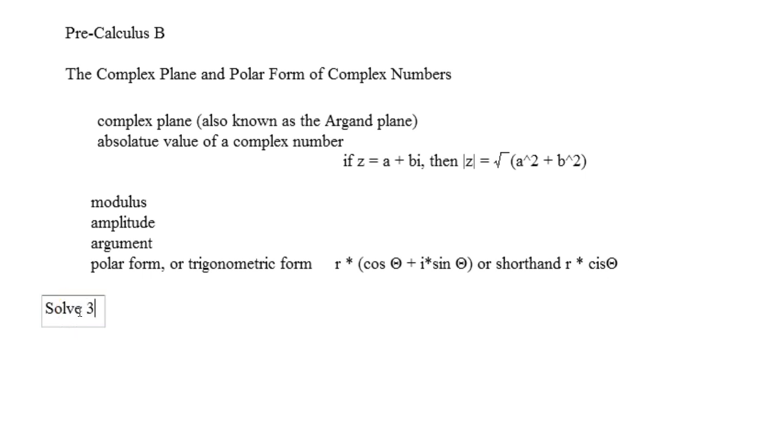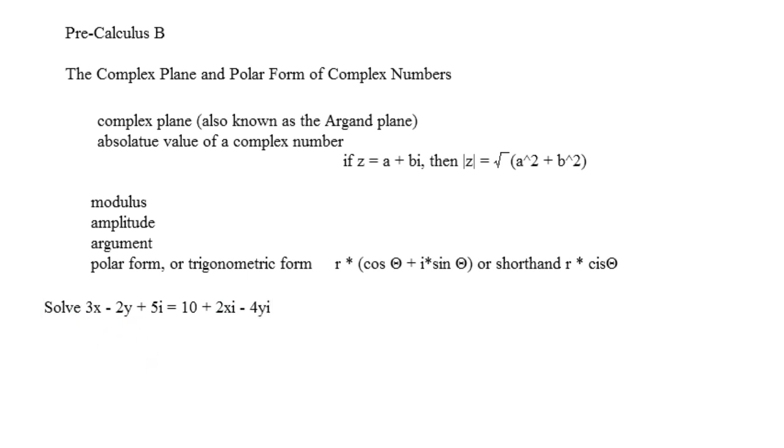let's say 3x minus 2y plus 5i equals, let's give it 10 plus 2xi minus 4yi. Okay, something that looks like this.